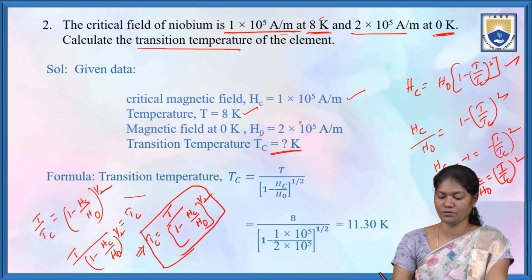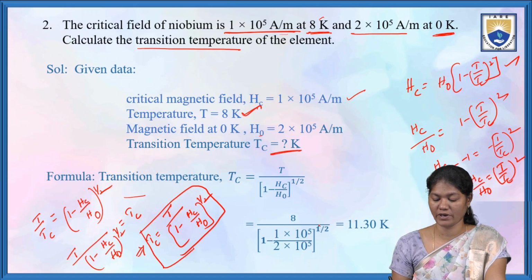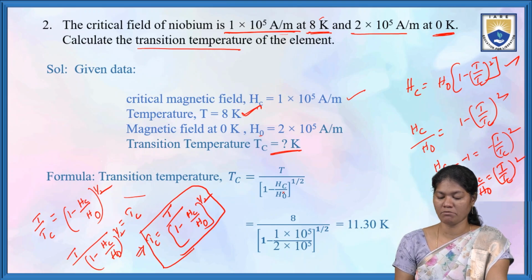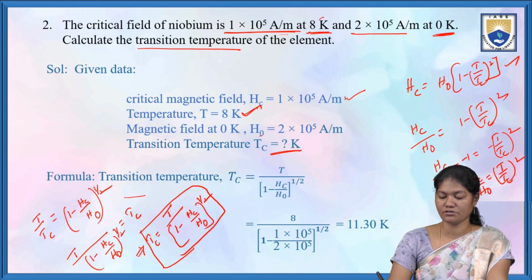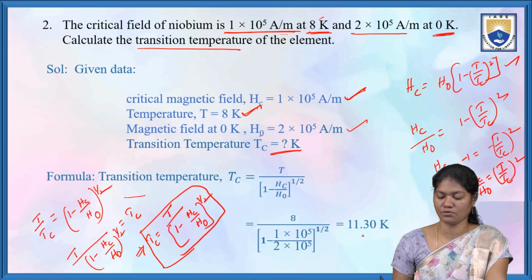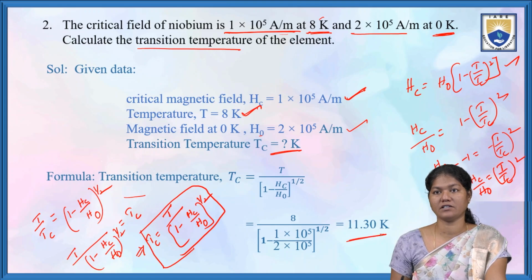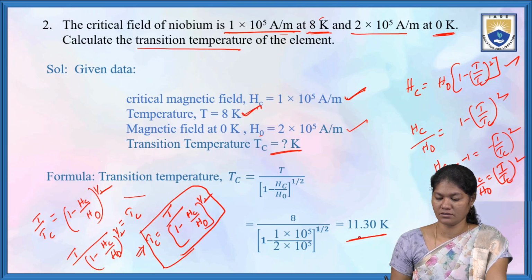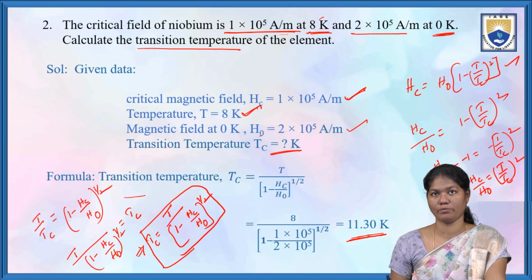So Tc is equal to 8 divided by (1 minus 1 into 10 power 5 divided by 2 into 10 power 5) whole power half. Calculating this, we get 11.30 degree Kelvin. So this is the transition temperature of this element, niobium.